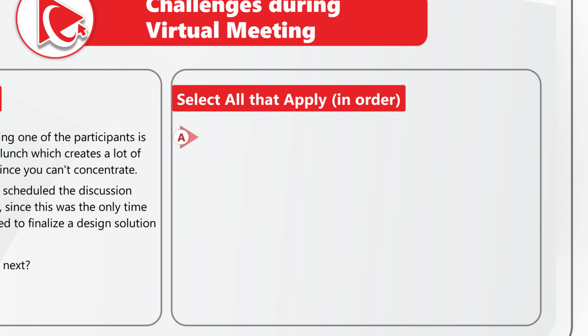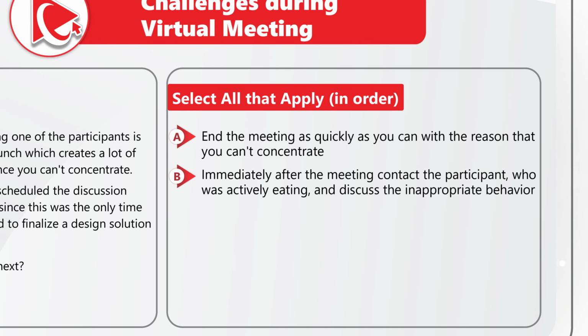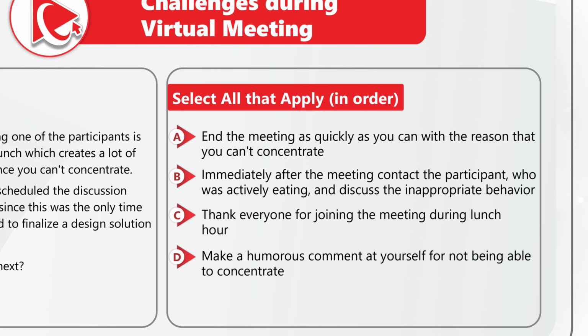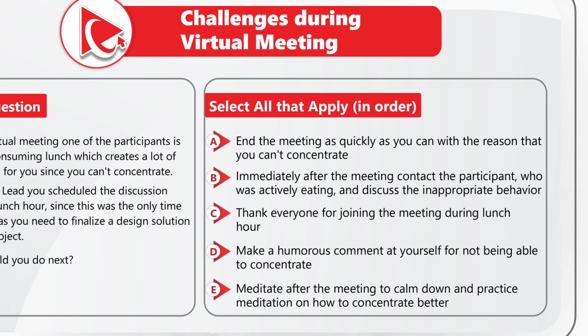Choice A: end the meeting as quickly as you can with the reason that you can't concentrate. Choice B: immediately after the meeting, contact the participant who was actively eating and discuss the inappropriate behavior. Choice C: thank everyone for joining the meeting during lunch hour. Choice D: make a humorous comment at yourself for not being able to concentrate. And last but not least, choice E: meditate after the meeting to calm down and practice meditation on how to concentrate better. Not an easy question, would you agree?